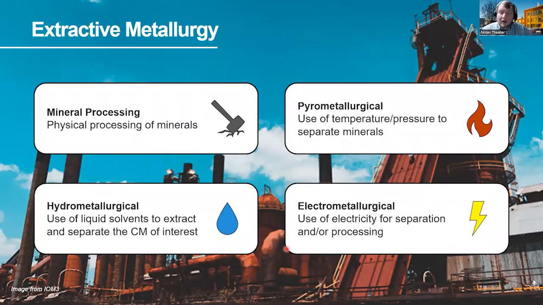Next, I want to get into what technology areas exist for processing these critical minerals. And then in essence, I'll go into where those technology areas fit in the supply chain. The four primary areas of extractive metallurgy are mineral processing, the physical processing of minerals: crushing, grinding, size classification, etc. Just physically breaking the rock, but not necessarily chemically changing it.